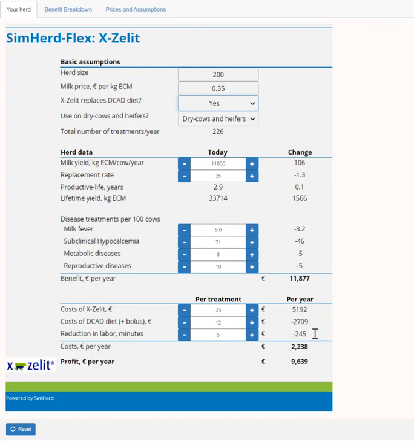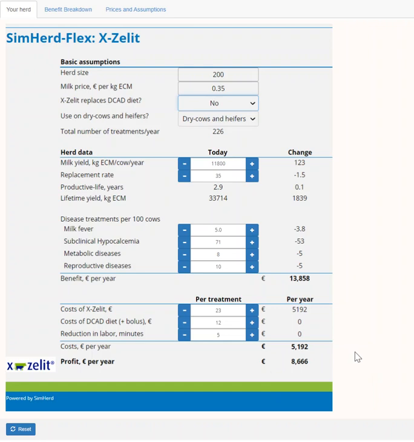For every treatment we have to give a dry cow. It also has a value and we reduce those costs. If you say, however, we're not replacing a DCAT diet, then you're not replacing these costs either. So costs increase 5,192, but the benefit also increases. And the cost benefit, the result, is the profit here in the bottom.